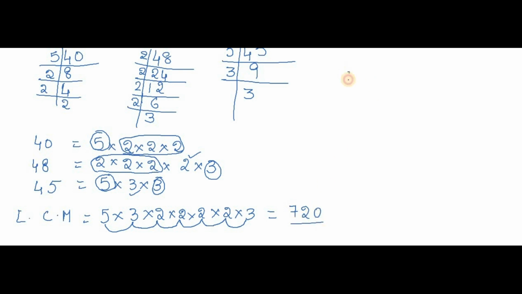Now we will check whether the answer is correct or not. So in the 40 table, when will you get 720? Means in the 4 table when will you get 72. 4 18s are 72, so means 40 18s are 720. And in the 48 table, when will you get 720? 48 table we don't know, so we will just simply go for division.